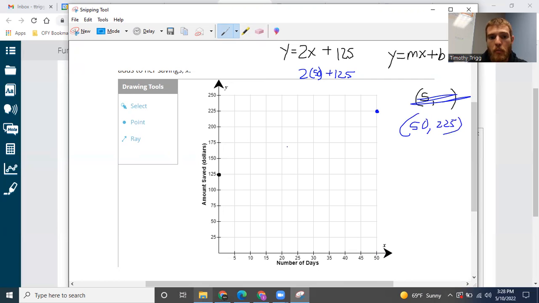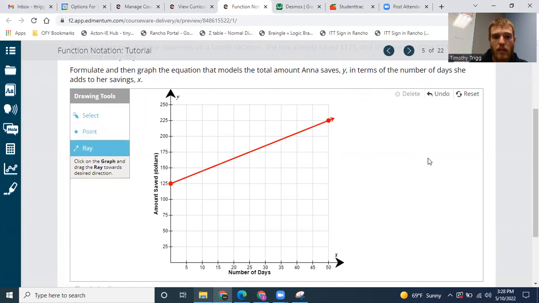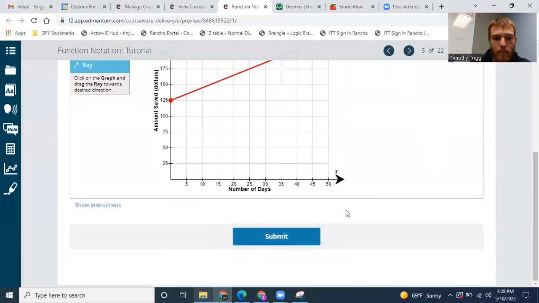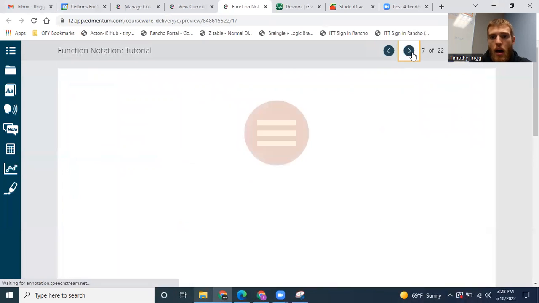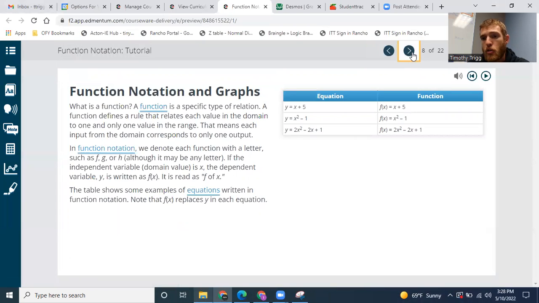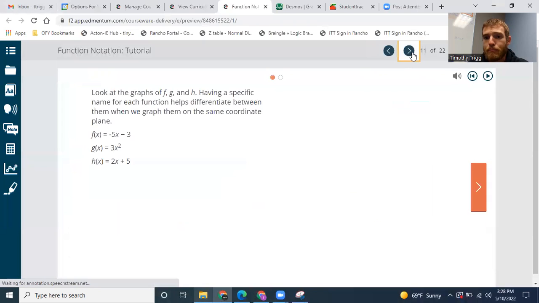Okay, and you place that coordinate point there. So now when you graph this thing, we want to do a point. We're going to do a point right here, and then another point at 50 comma 225. And you could select this ray, and let's go ahead and make the ray like that. That looks great. Now go ahead and skip ahead. You could read this stuff if you like, but let's just skip ahead to where it stops us.